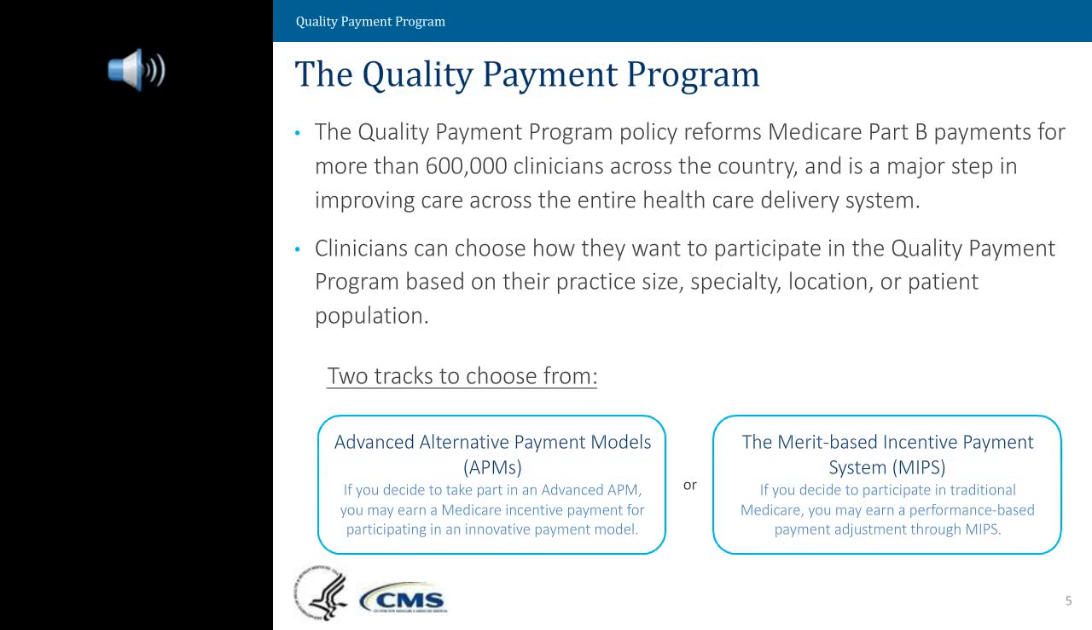I want to start with a broad overview of the Quality Payment Program. The Quality Payment Program policy reforms Medicare Part B payments for more than 600,000 clinicians across the country. It is a major step in improving care across the entire healthcare delivery system. Clinicians can choose how they want to participate based on their practice size, specialty, location, or patient population. And there are 2 tracks to choose from. The first track, Advanced Alternative Payment Models, or APMs. If you decide to take part in an advanced APM, you may earn a Medicare incentive payment for participating in an innovative payment model. Or the second track, the Merit-Based Incentive Payment System, or as you've heard it referred to, MIPS. If you decide to participate in traditional Medicare, you may earn a performance-based payment adjustment through MIPS. Next slide, please.